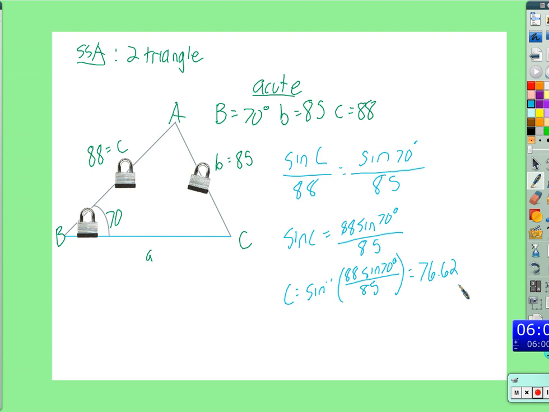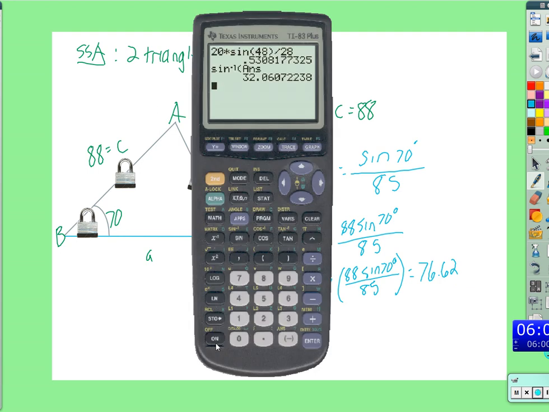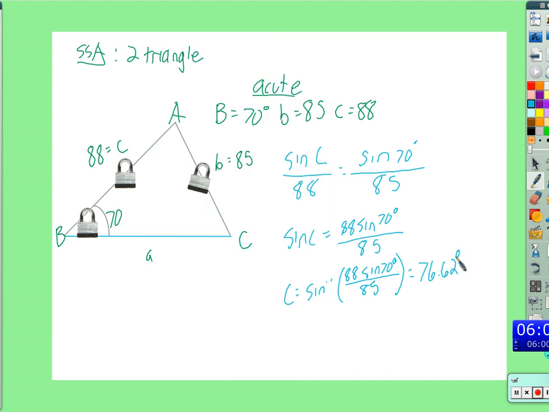Okay, let's just double check here. Inverse sine of 88 times sine of 70 over 85. 76.62. Okay, so that's 76.62, which makes this other angle what? 33.38.